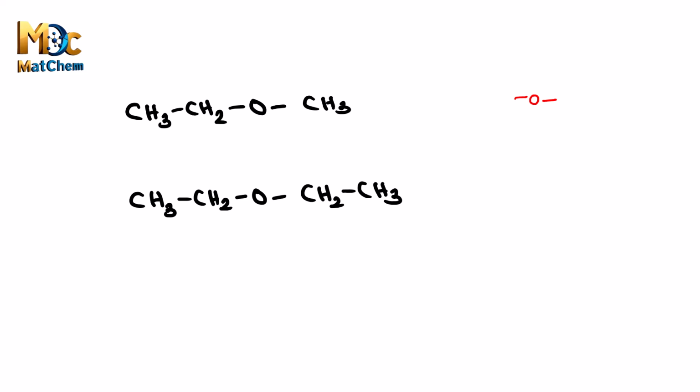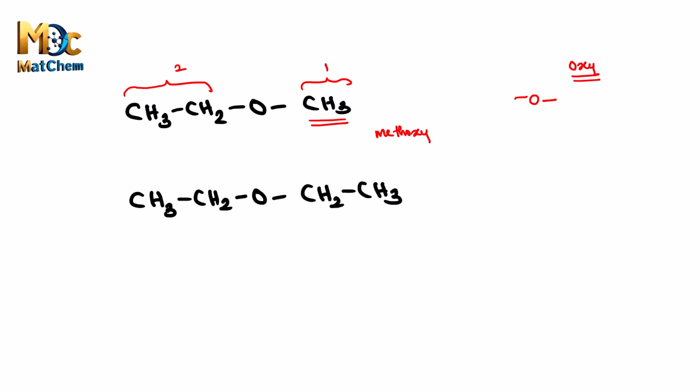So how will we name it? Here you can see that on either side of the oxygen, on one side we have an alkyl group with 2 carbons, and here we have an alkyl group with 1 carbon. The base name we will be using for ethers is called oxy. In order to name the ether, first we need to identify the smaller alkyl group. Here the smaller alkyl group is the methyl. So this methyl group should be given along with the oxy name, so we'll be naming it as methoxy.